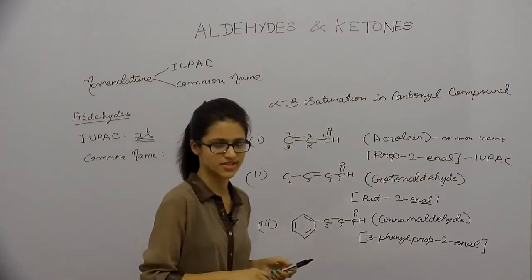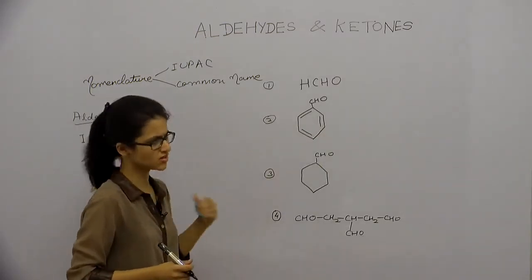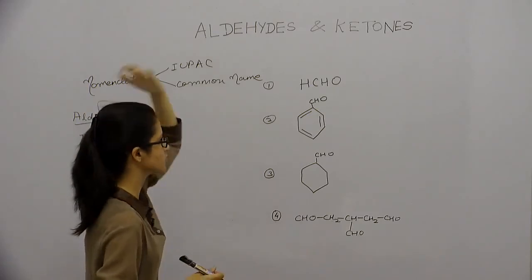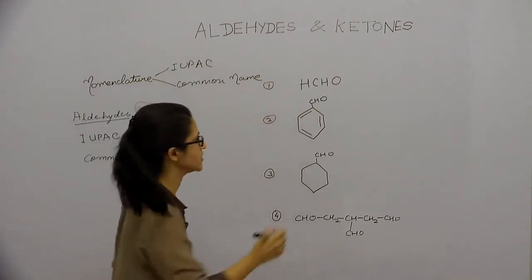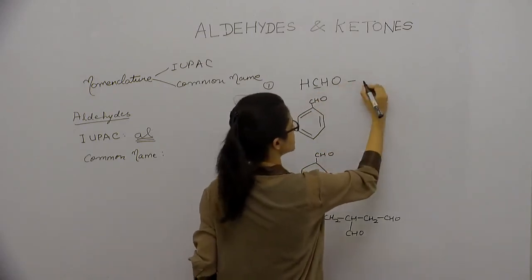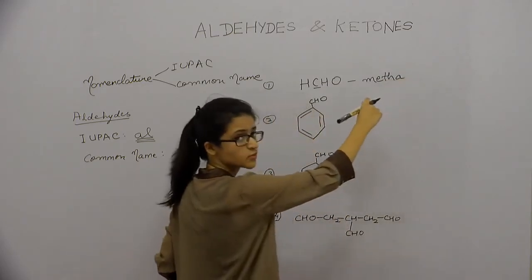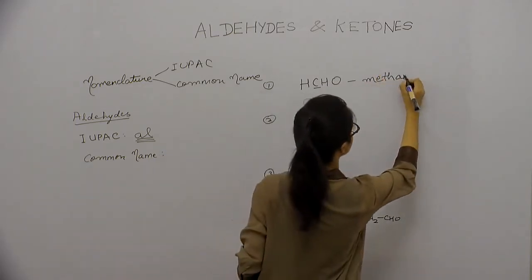Alright, we'll do a few examples. I've taken a few cases. You can practice them more in the sheet, but these are a few cases which I think would be helpful. See, this obviously we can name very easily. 1 carbon, methanal, and the common name would be formaldehyde.